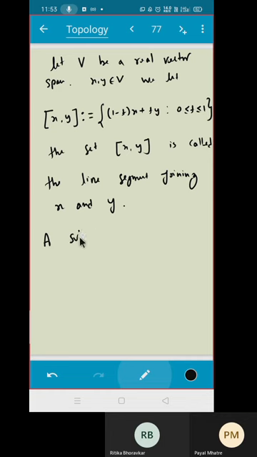And a subset E of V is said to be convex if for any pair x, y in E, the line segment [x, y] is completely lying inside E. I hope you are familiar with this definition. Yes? Are you familiar with this definition, everyone?